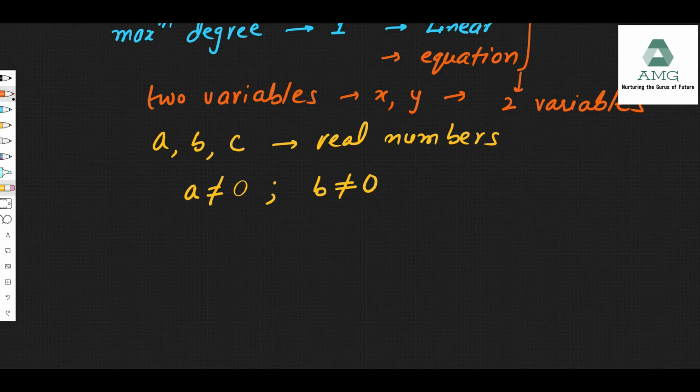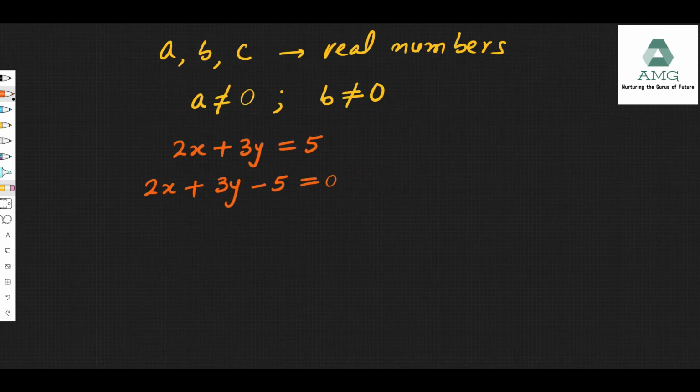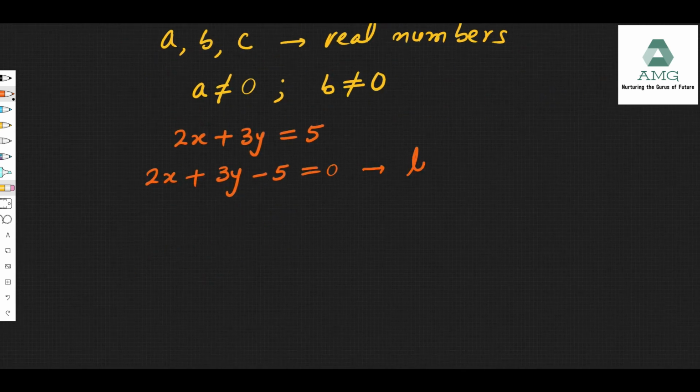Let's take an example of a linear equation in two variables: 2x plus 3y equals to 5. This is one type of representation of a linear equation in two variables. This equation can also be represented as 2x plus 3y minus 5 equals to 0. In both these forms, this is called a linear equation in two variables.